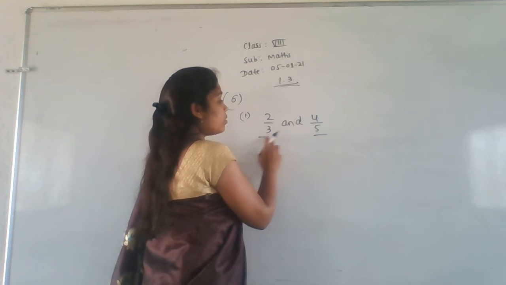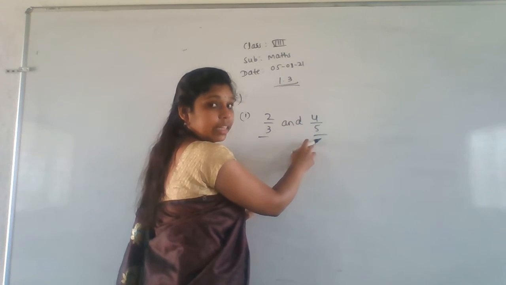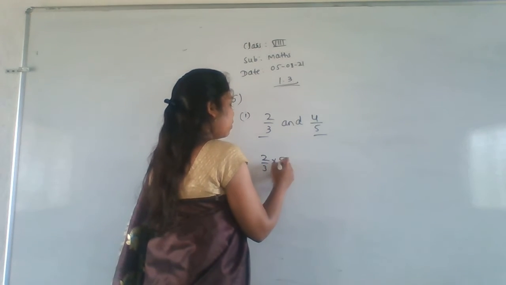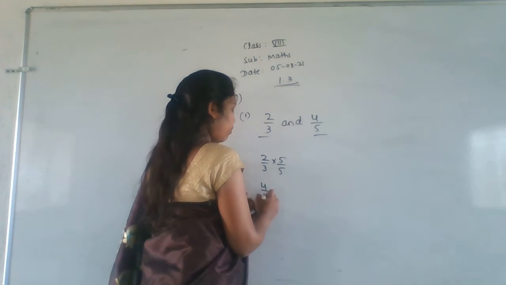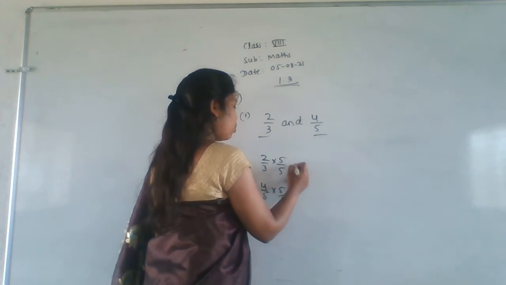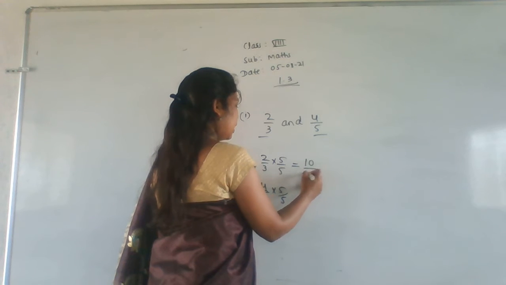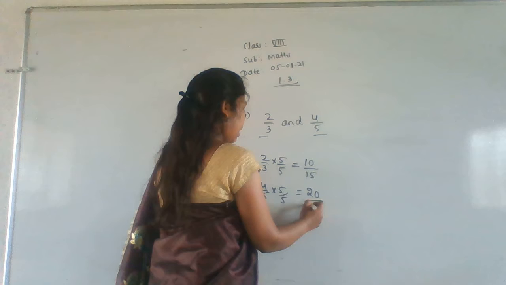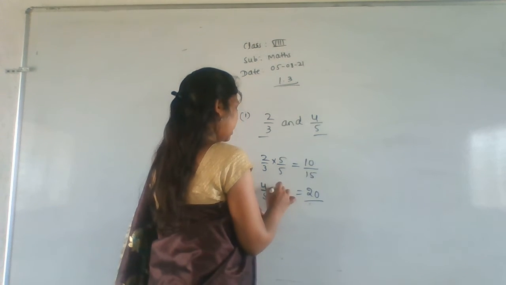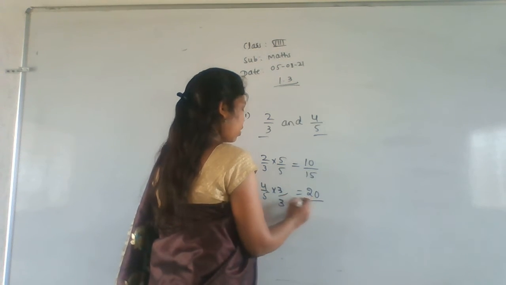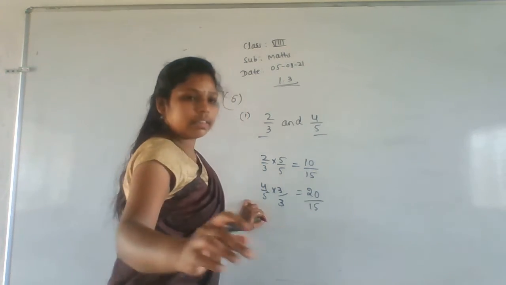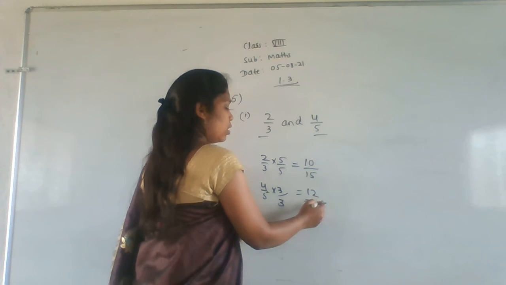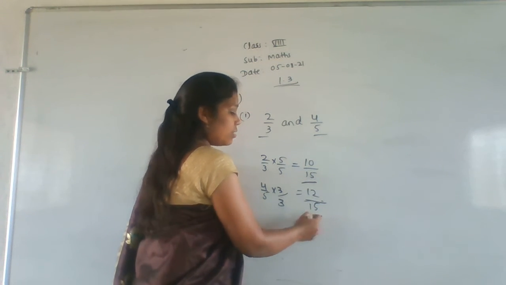Getting everyone? What is the denominator term here? 3 and 5 are given, right? So 2 by 3 multiply with 5 by 5, and next 4 by 5 with 3 by 3. What will you get here? 5 2s are 10, so 10 by 15. Sorry, 4 3s are 12, so 12 by 15. So now we have the denominator term the same.